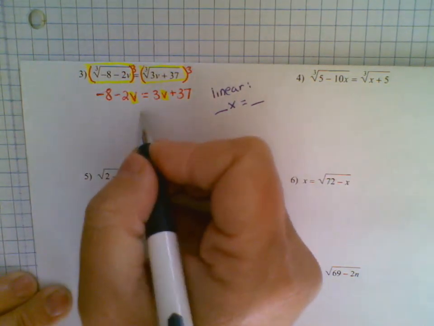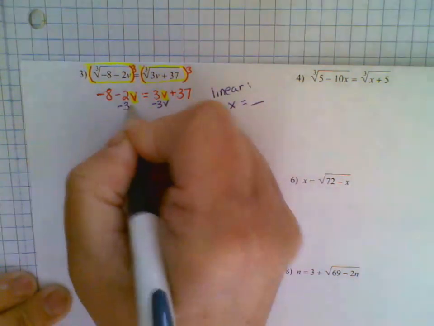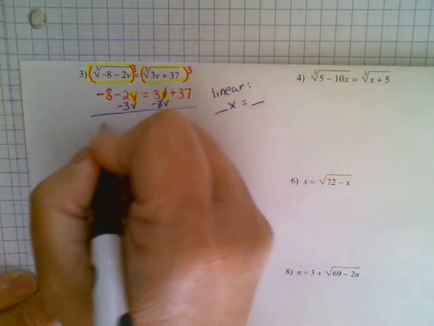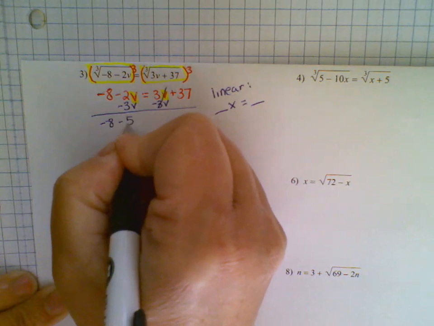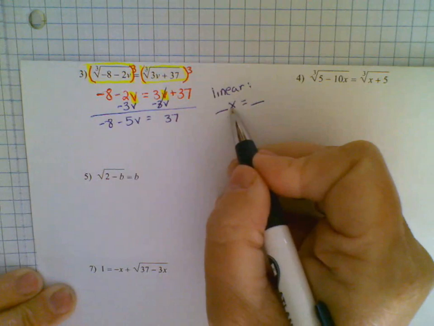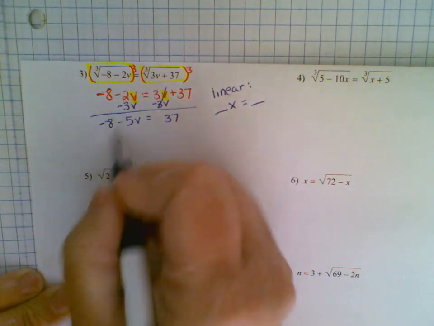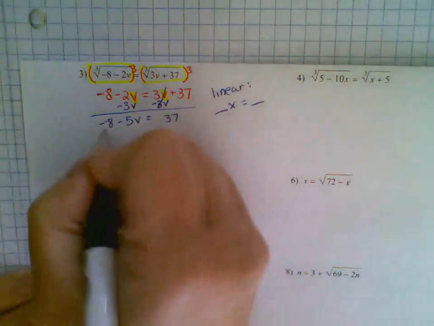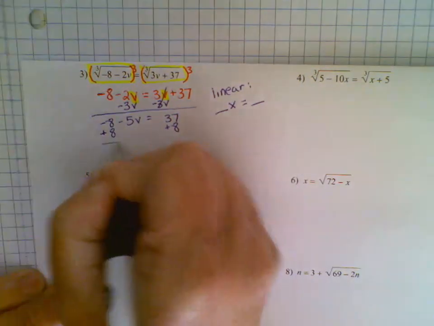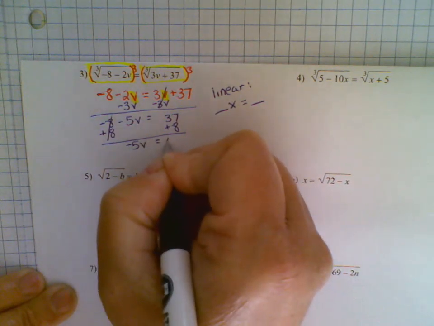That's totally fine too. But to do that, I'm going to subtract 3v, which, yes, is going to give me a negative number of v. That's okay. So this will cancel. I have negative 8 minus 5v equals 37. I want to get something times my variable equals just a number. So I want to get all the numbers, the constants, over to the other side. So I want to get rid of this negative 8. I'm going to add 8 to both sides. That gives me negative 5v equals 45.